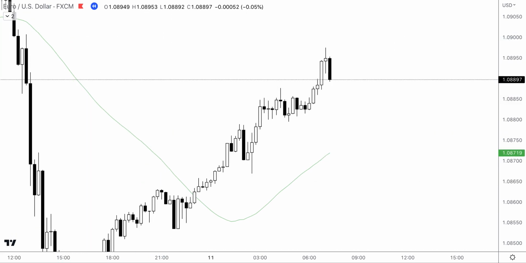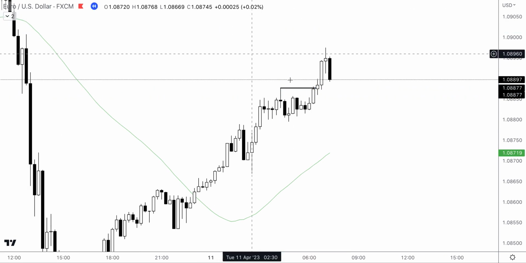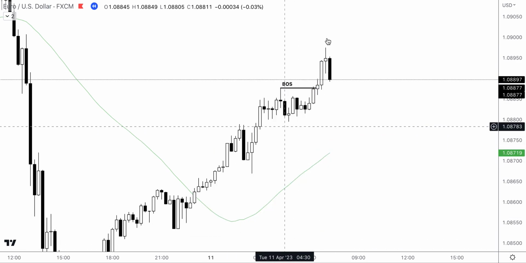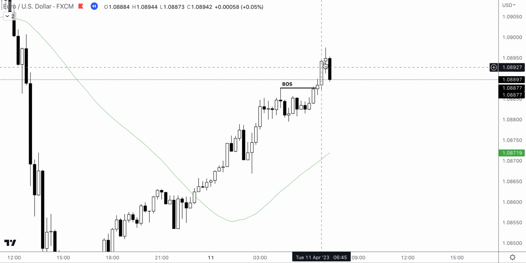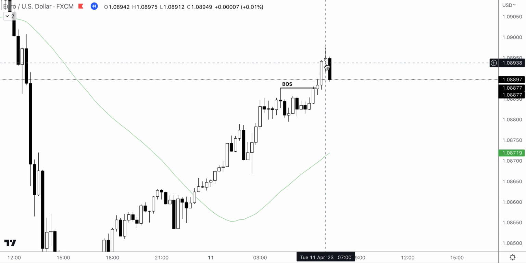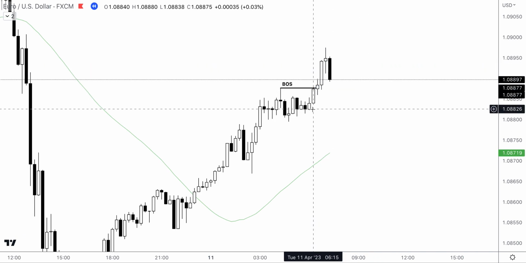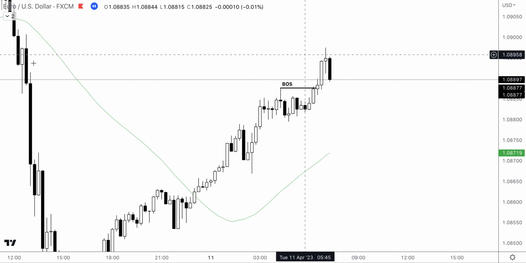You can clearly see we have a clear break of structure to the upside. So we can mark on our BOS to the upside. You can see this is a strong move. There are 1, 2, 3, 4, 5 consecutive bullish candles to the upside, indicating strong bullish momentum. We don't want to see any pullbacks, any bearish candles within the break. We want to see a solid break to the upside.